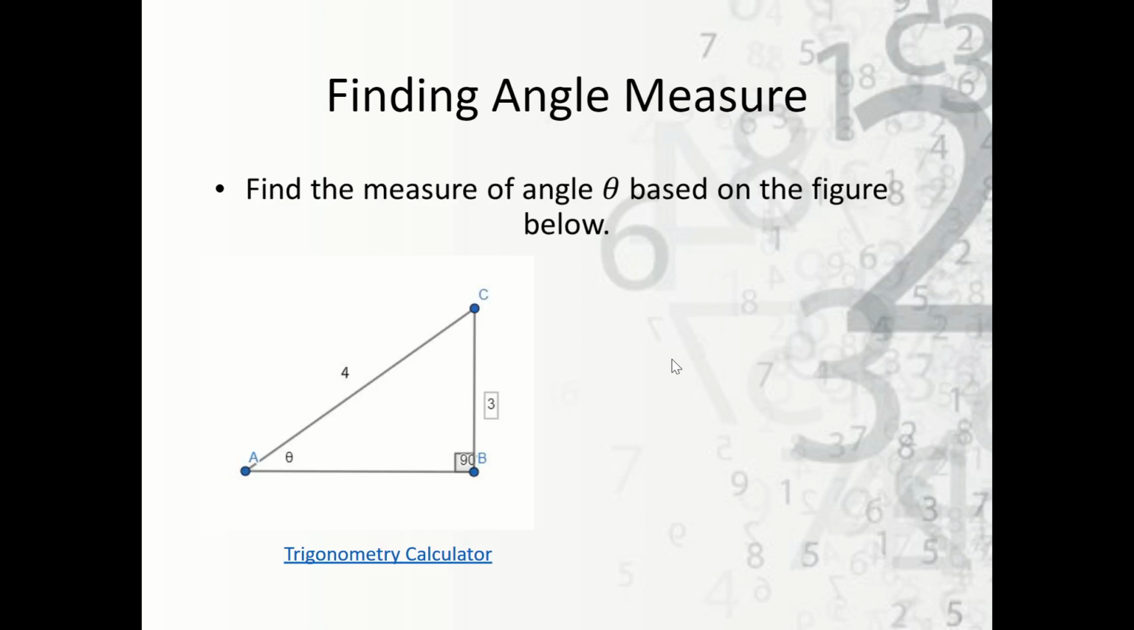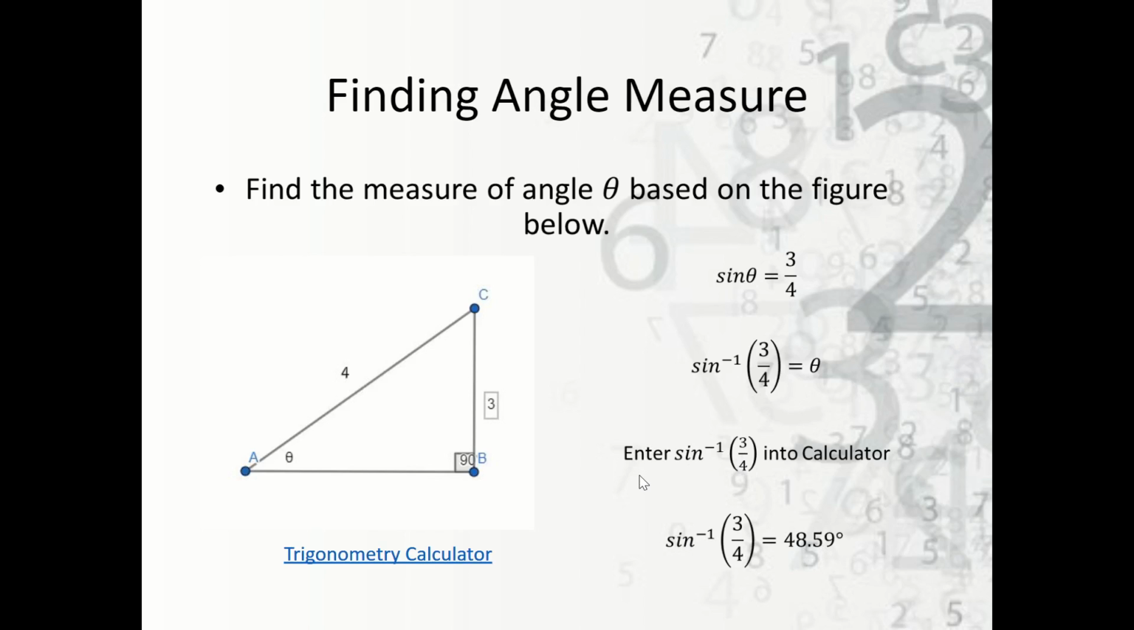Let's look at another example. So this time, again, we're solving for theta, and we're given this side and this side, so we have our opposite and our hypotenuse. So we know that opposite and hypotenuse should be sine, so we should end up with sine theta is equal to 3/4. Now, this isn't going to help us. We need to get theta by itself, so we're going to use the inverse sine. So this becomes inverse sine of 3/4 is equal to theta. So we will plug in inverse sine of 3/4 into our calculator, and when we do that, we get 48.59 degrees.